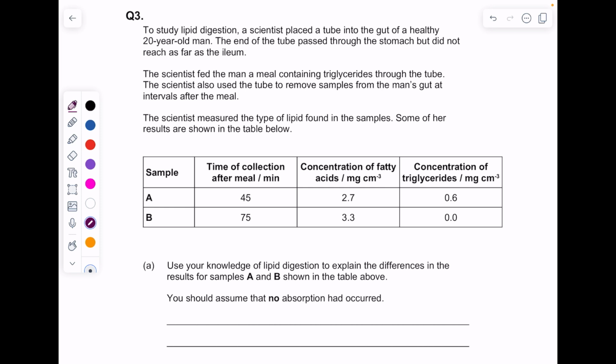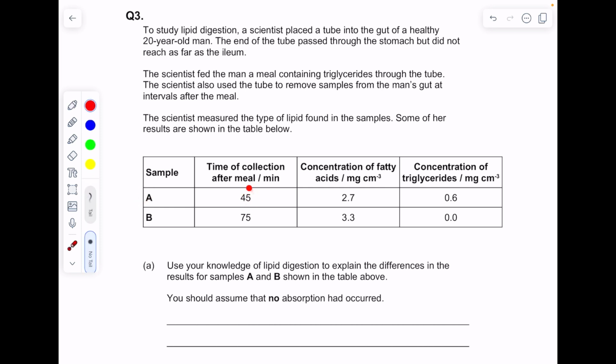To study lipid digestion, a scientist placed a tube into the gut of a healthy 20-year-old man. The end of the tube passed through the stomach but did not reach as far as the ileum. The scientist fed the man a meal containing triglycerides through the tube. The scientist also used the tube to remove samples from the man's gut at intervals after the meal. The scientist measured the type of lipid found in the samples. Some of her results are shown in the table below.